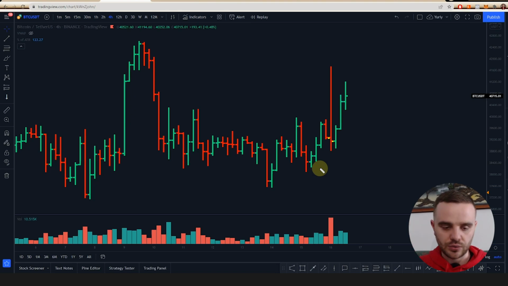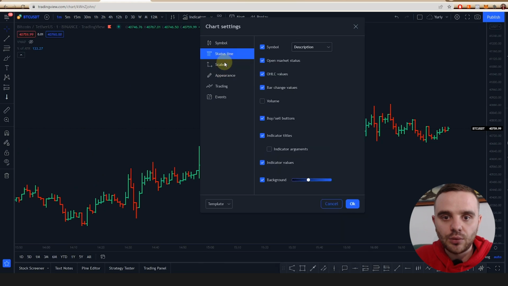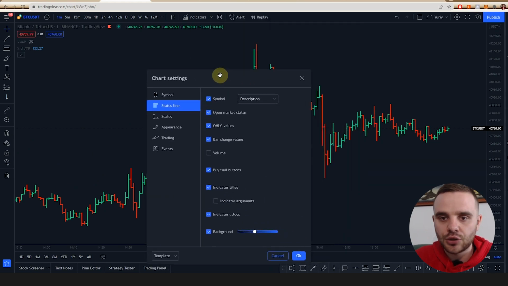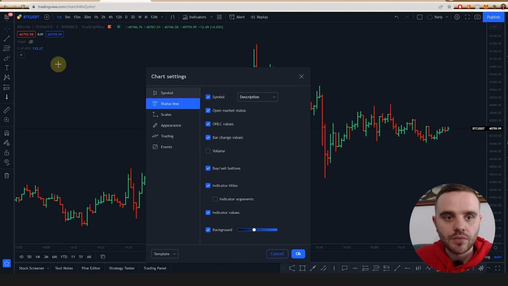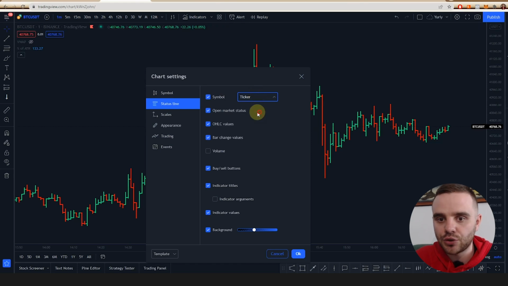Open, high, low, close. Another part is, have a look, the status line. I'll show you what it means. First one, symbol. Notice this part. It shows you the name of the symbol. You can choose description, ticker, and description. It will show you what instrument you have on the chart.